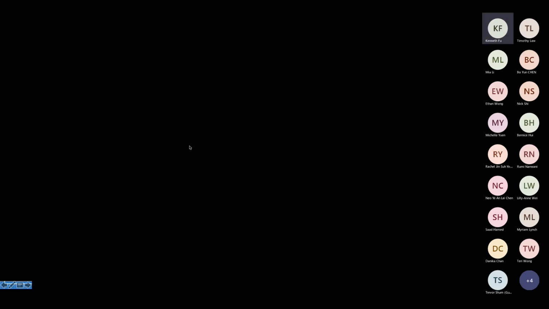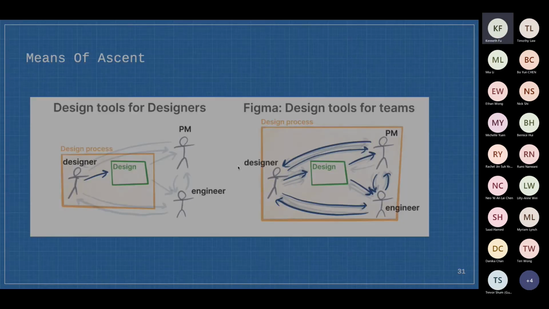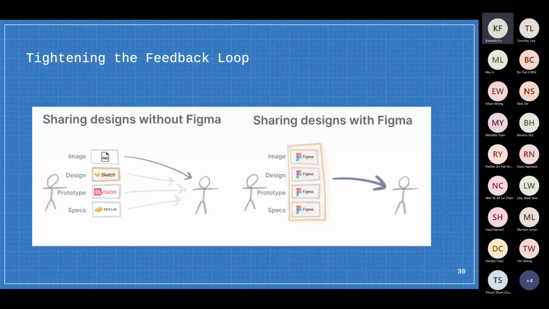So next, the tightening of feedback. Sorry, the last slide. Tightening a feedback loop is incredibly important, and it really allowed closer collaboration between designers and non-designers.